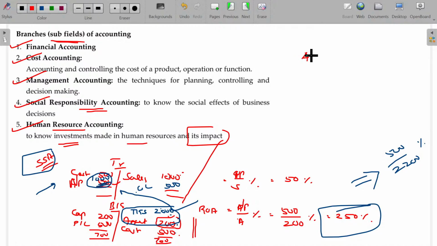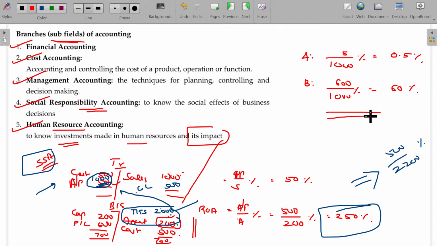Okay, company A, company B. Company A, for 1000 rupees of investment, you get only 5 rupees return. Only 5 rupees. Then what about your return? Come on, 5 rupees per 1000. 0.5 percentage, am I right? Another company, around 600 rupees is your profit for 1000 rupees. Come on, 60 percentage. Which company is very, very important?